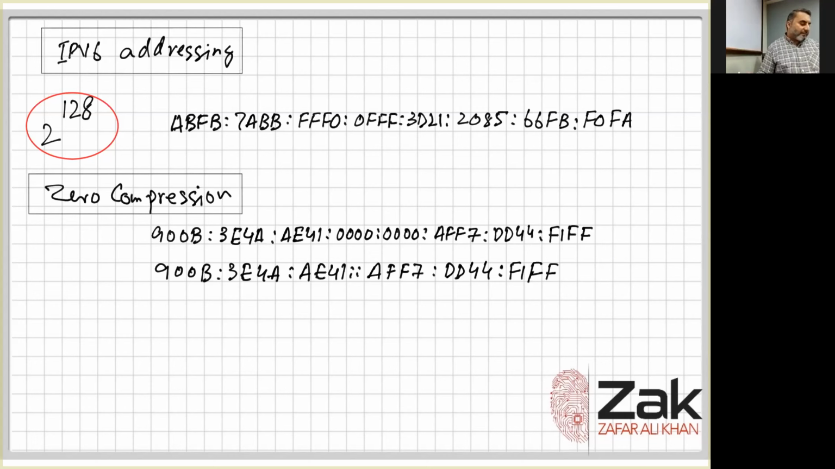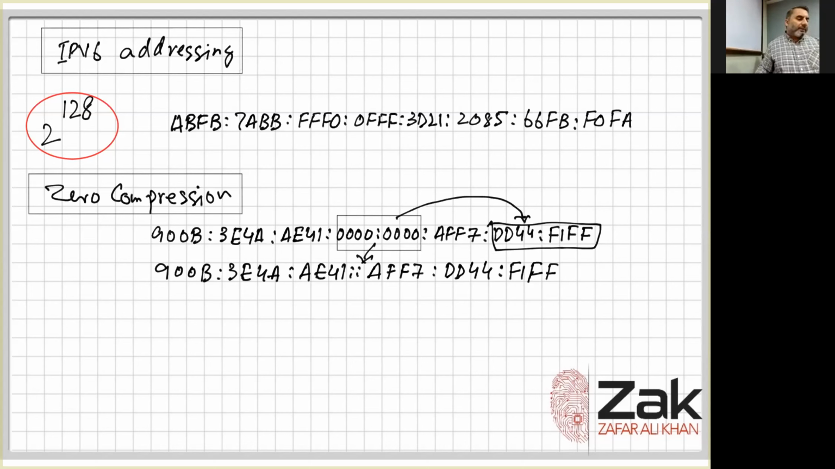For example, just understand that if we have got multiple pairs of such 0000 and 0000, we can only use it once. If it is available over here as well, we will not be doing it. We will only be doing it once.